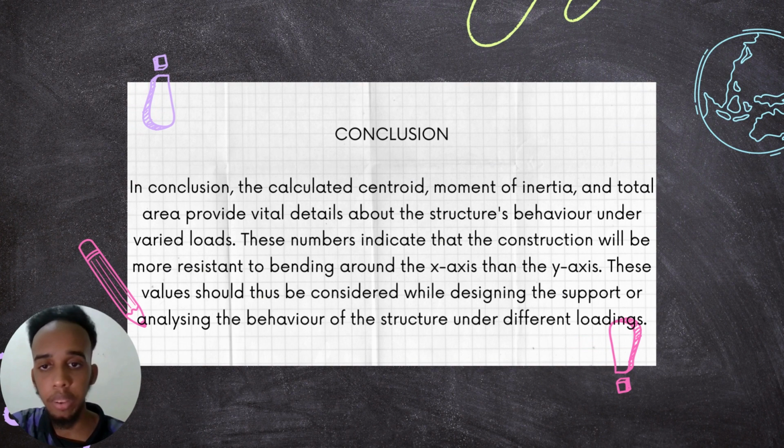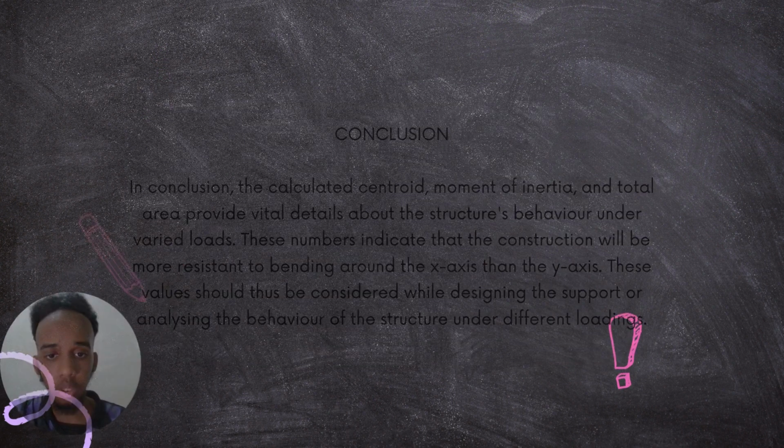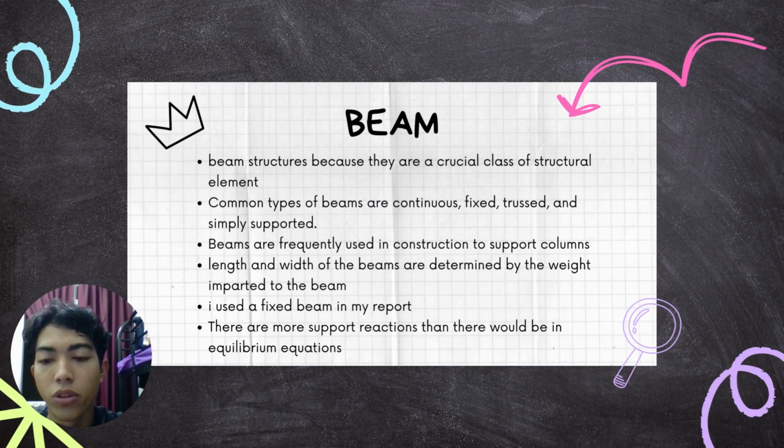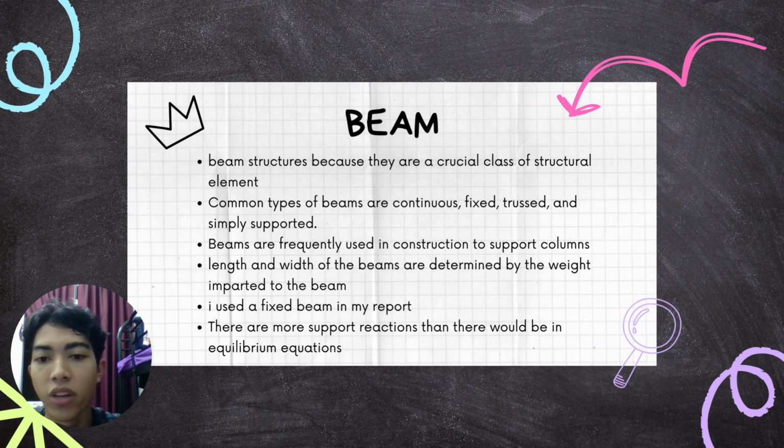In conclusion, the calculated centroid, moment of inertia, and total area provided vital details about the structure's behavior under loads. These numbers indicate that the construction will be more resistant to bending around the x-axis than the y-axis. These values should thus be considered while designing the support or analyzing the behavior of the structure under different loads.